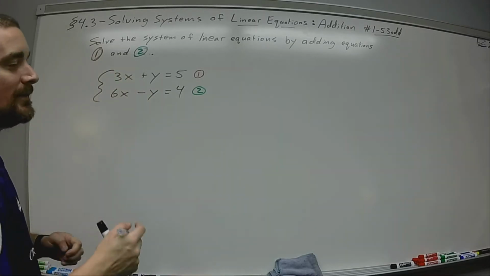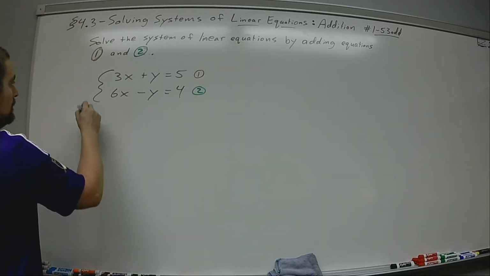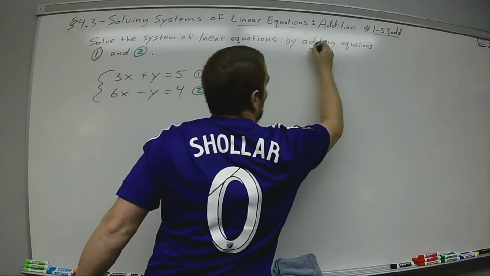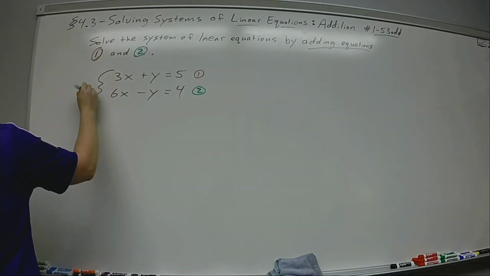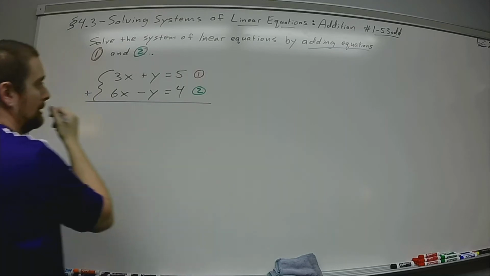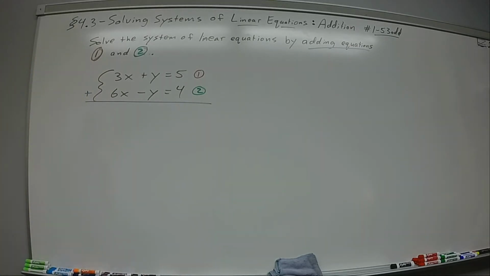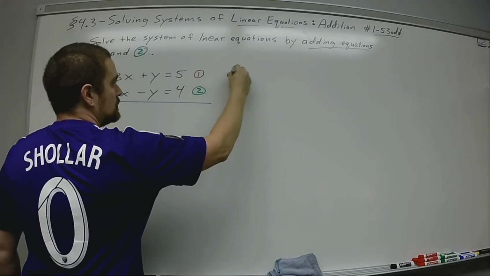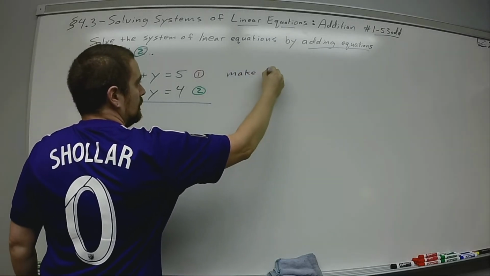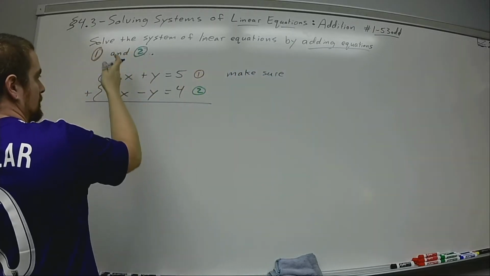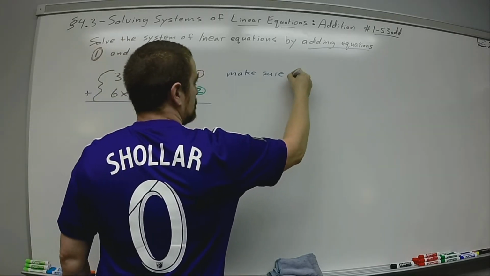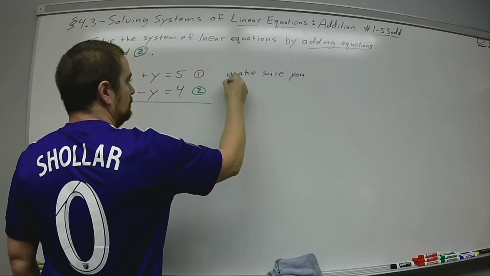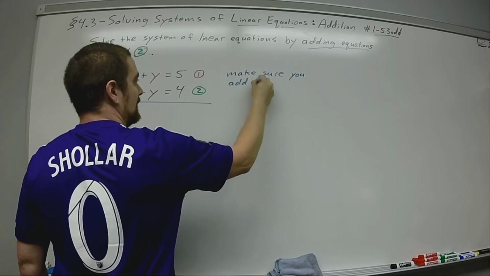This is also why they call it the elimination method. You are going to be adding these two equations together. But when you add, you have to add like terms. So make sure everything's lined up in the proper columns so that you add like terms.